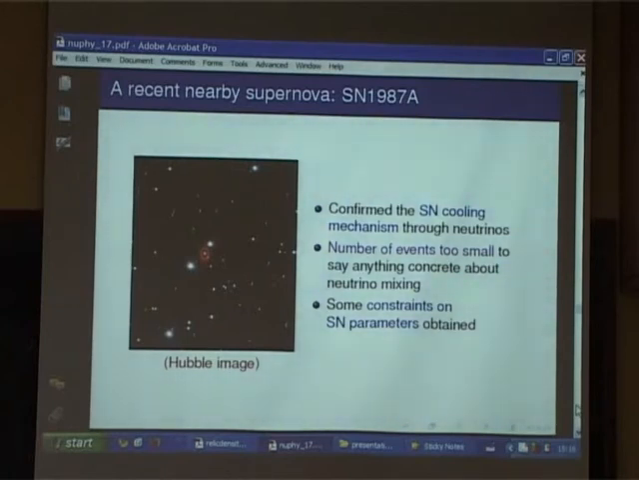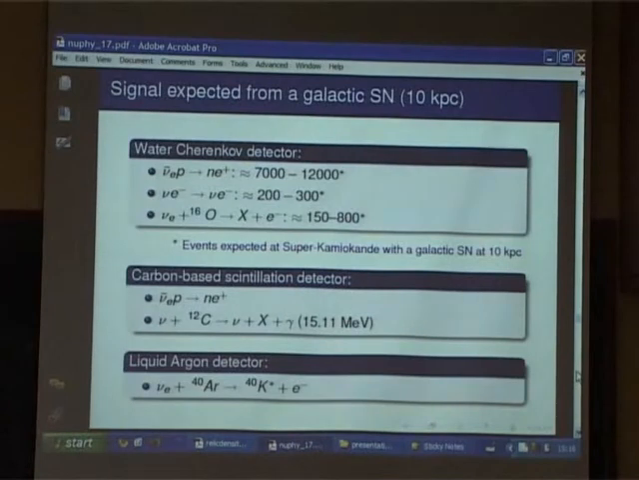But now that we have large detectors, and we are building larger detectors, we can hope to do better. How much better can we do? Let me give you an idea of what kind of signal we will get at the different detectors that we know. The first example is water Cherenkov, which is most familiar to you. If a supernova happens in our galaxy, at a typical distance of 10 kiloparsecs, then the number of νe bar events will be of the order of 10,000. They will range anywhere between 7 to 10,000 depending on other parameters.